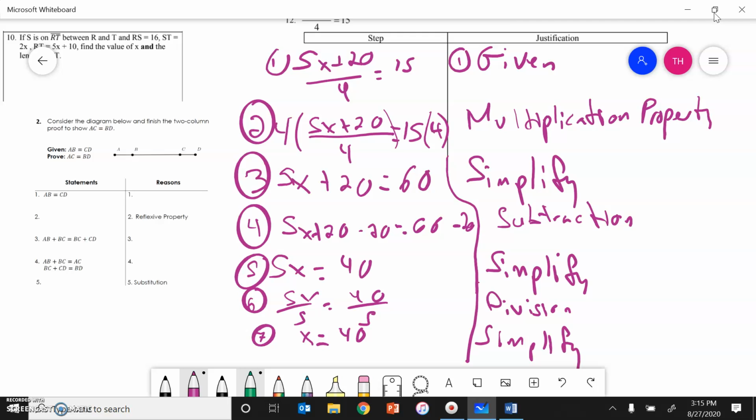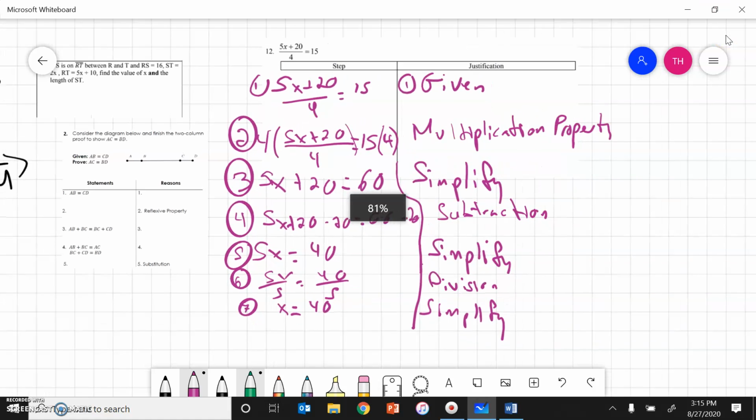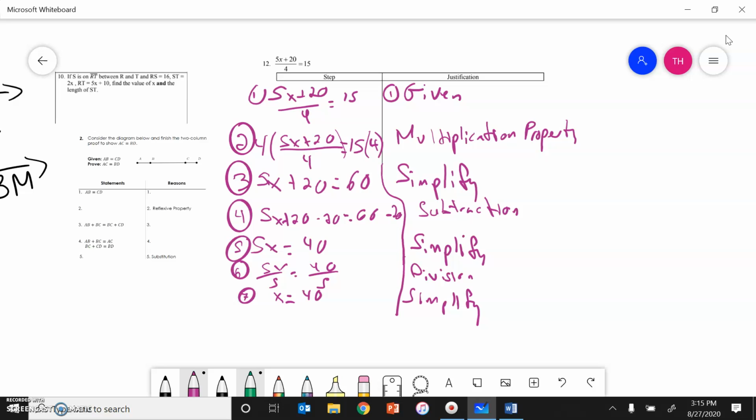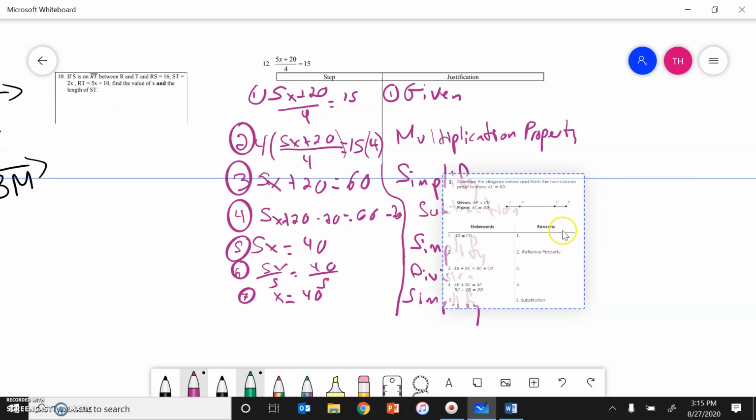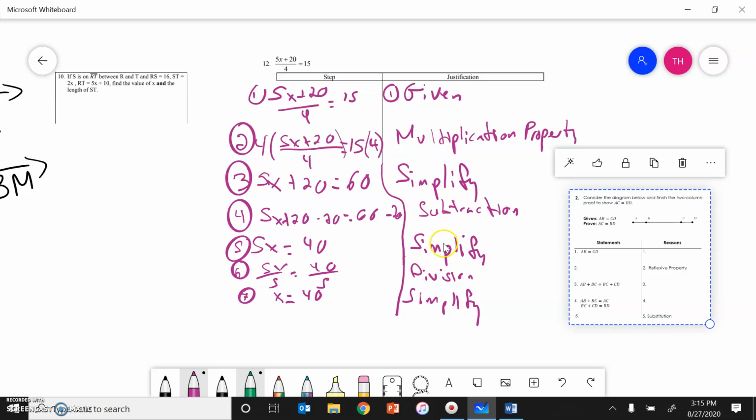Okay, so we need to be able to do those types of proofs while solving the algebraic equation, and just write out the steps, or the justifications, as to why we can do that. Okay, I will go over a proof in a second that relates to that.